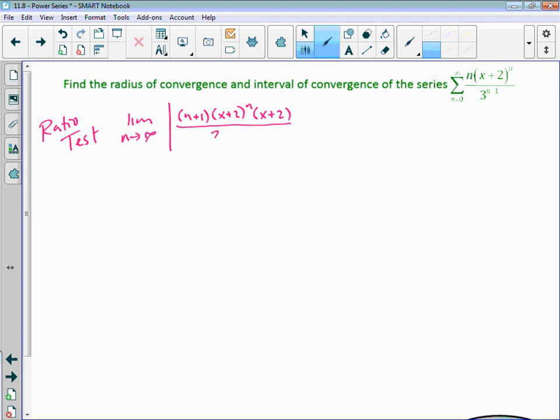So that would be 3 to the n times 3 squared. And I'll just leave it as 3 squared. Obviously, you could write it as 9. And then multiply, and we reciprocate this. So we do 3 to the n times 3. And then n times x plus 2 to the n.